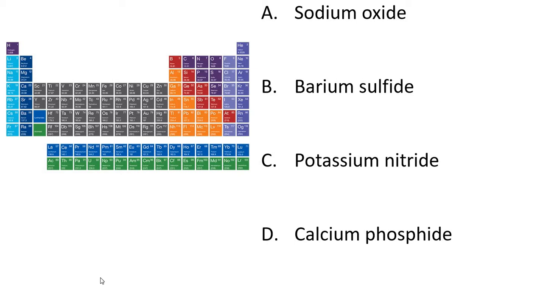Let's go ahead and write some binary ionic compounds. First of all, let's do a quick review. We need to be able to find the charges of ions from our periodic table. So here's a little view of our periodic table.